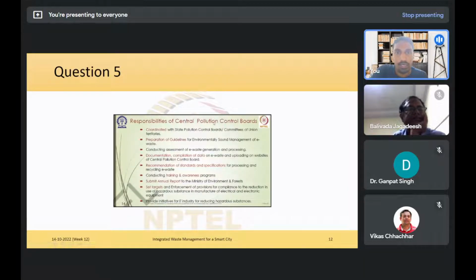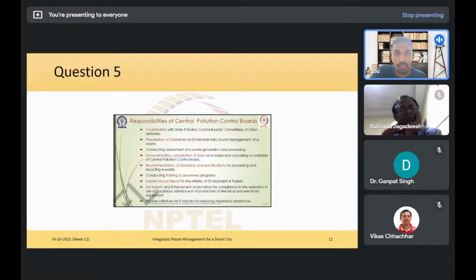Right. So along with that, the CPCB has also other responsibilities such as they need to also coordinate with the SPCB, and we saw the preparation of guidelines for managing e-waste. They also have to conduct assessments of how much e-waste is being generated and processed, and all the other documentations and data compilations, because all the other agencies would be sending their reports to the CPCB, right, every year annually.